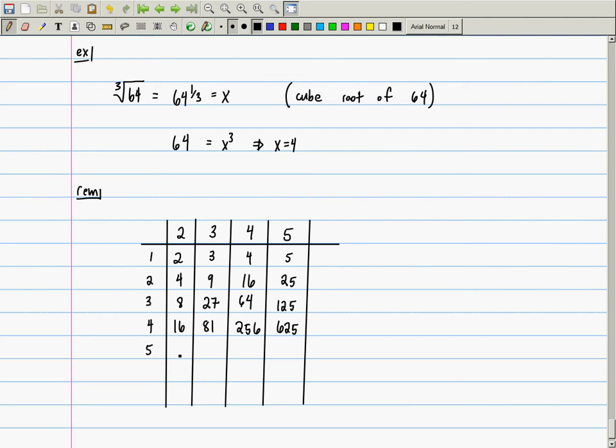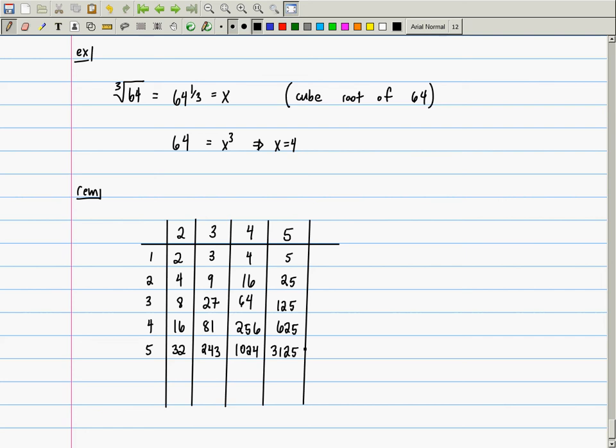Now I'm getting to my limit here. The next row is my limit. So 2 to the 5 is what? 32. 3 to the 5 is 243. Very good. 4 to the 5 is 1024. Good. And then 5 to the 5 is 3125.